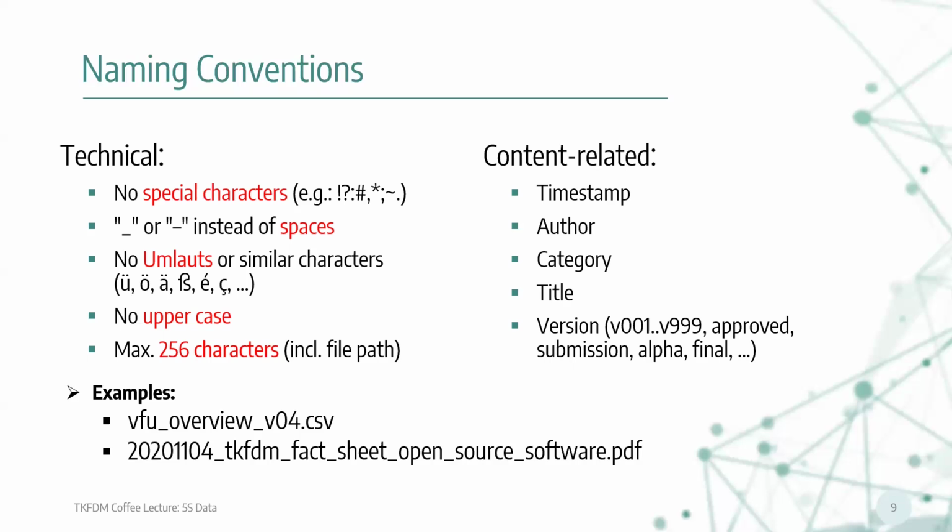So we published it on the 4th November 2020. You see the timestamp at the beginning, starting with the year. So it's also sorted on our system. Then you see the author, our network, TKFDM. Then the category, it's a fact sheet. And then the short title, it was about open source software.